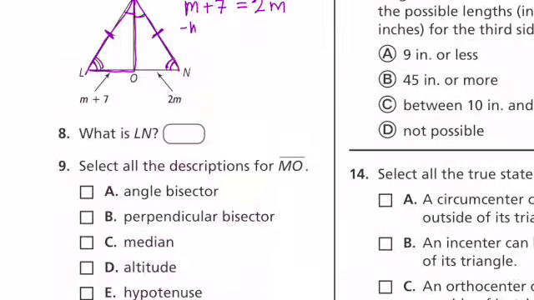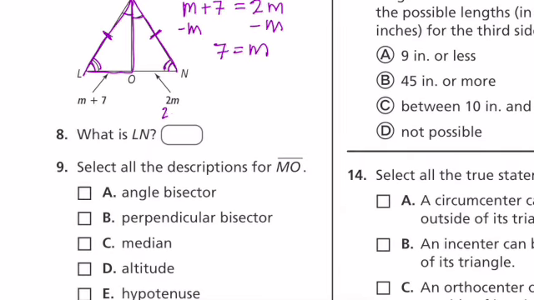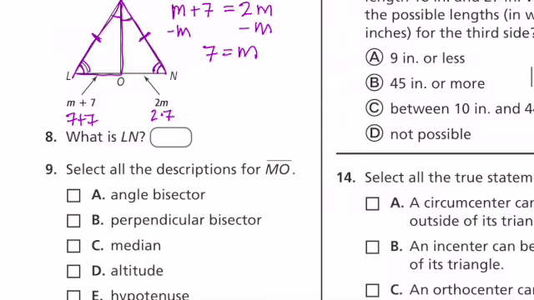So minus M, we get 7 is equal to M, but we want the whole thing. So LN is going to be 2 times 7, and then 7 plus 7, and then we're just adding those, and we get 28. Or you can do it another way, but that's the same idea.